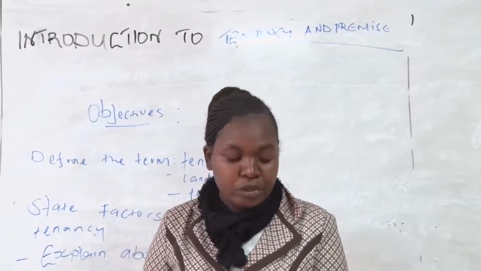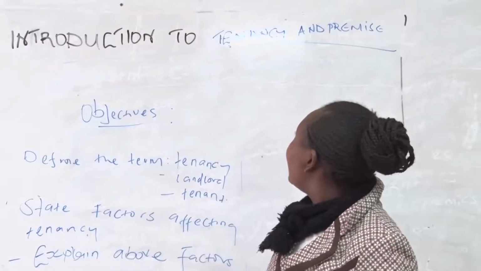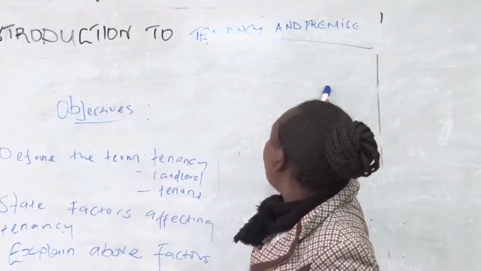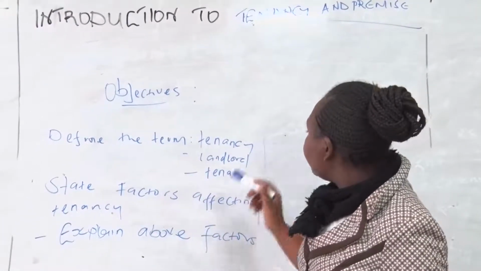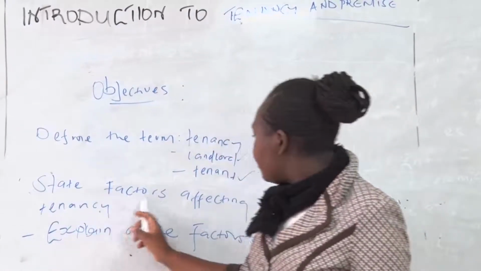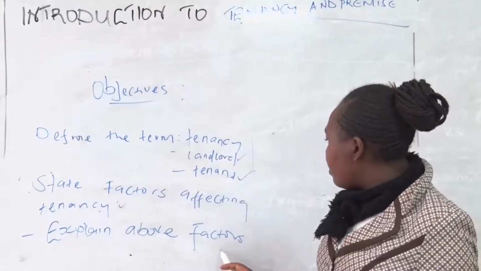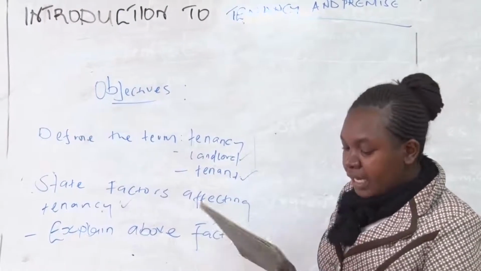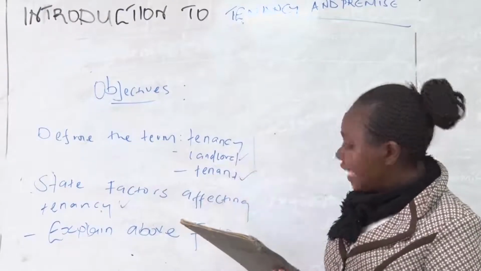Now in today's chapter lesson, I want us to discuss the introduction to tenancy and premise. Our today's objectives: define the terms tenancy, landlord and tenant. Next objective, state factors affecting tenancy, and last objective, explain the factors mentioned that affect tenancy. Now let's move to the first objective, define the term tenancy.